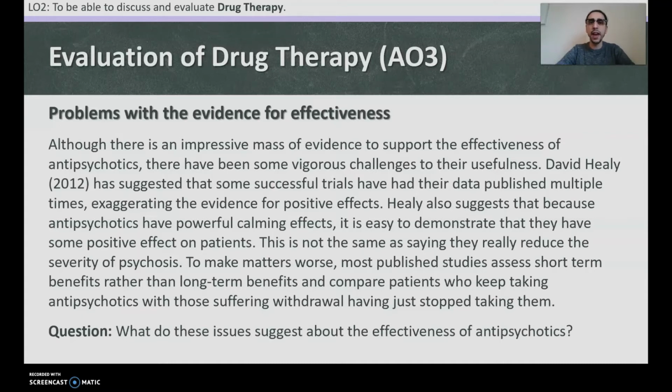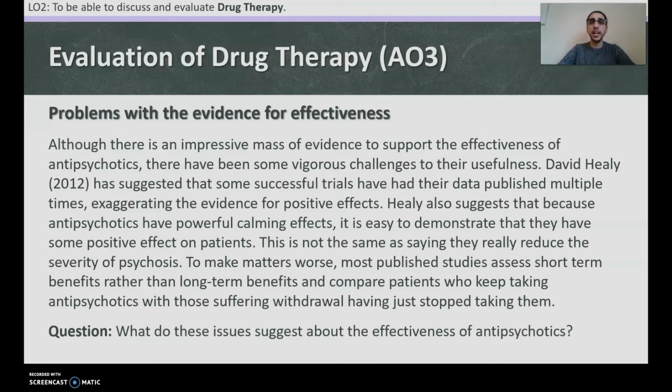evidence for positive effects. Healy also suggests that because antipsychotics have powerful calming effects, it is easy to demonstrate that they have some positive effects on patients. This is not the same as saying they really reduce the severity of psychosis. To make matters worse, most published studies assess short-term benefits rather than long-term benefits and compare patients who keep taking antipsychotics with those suffering withdrawal having just stopped taking them.